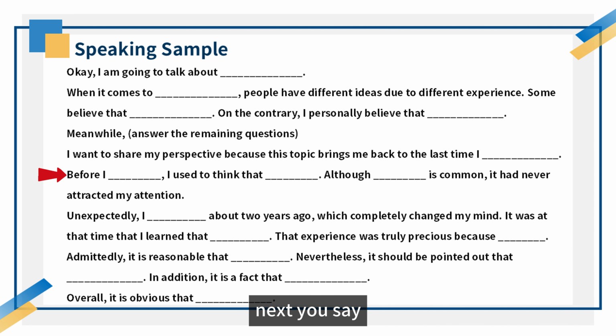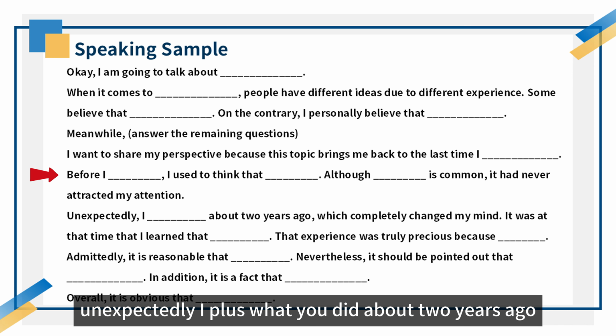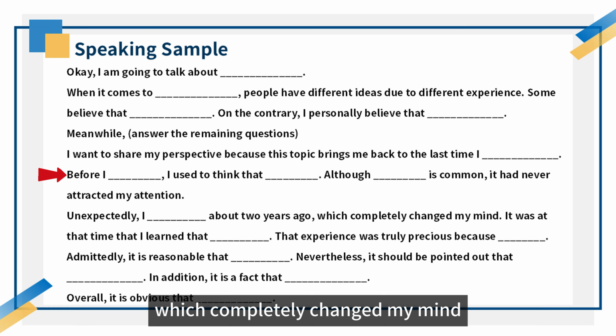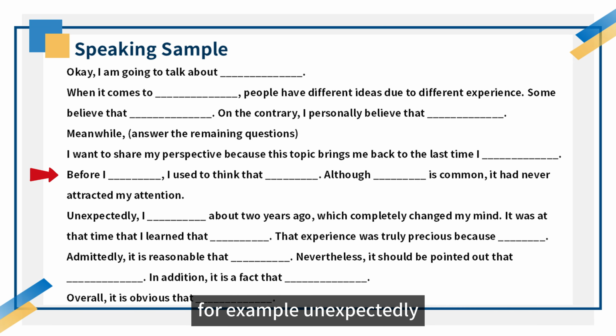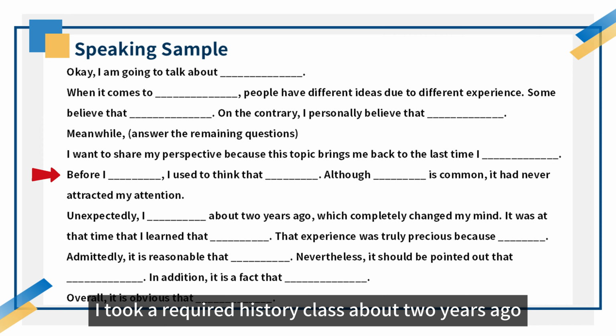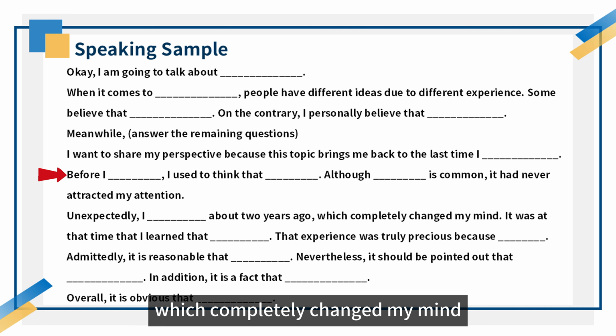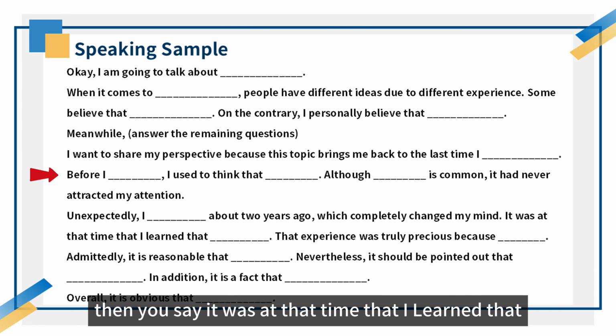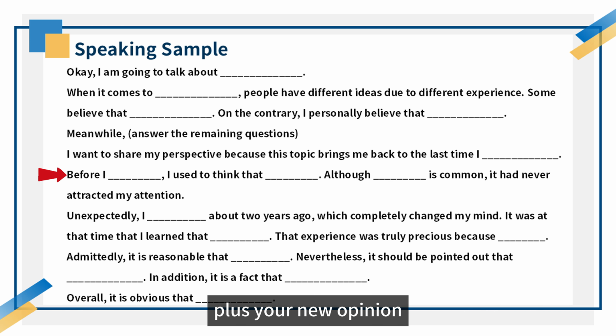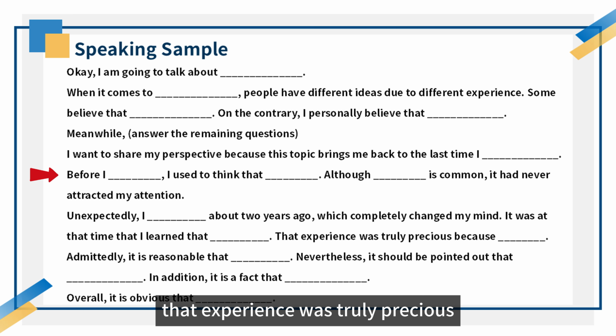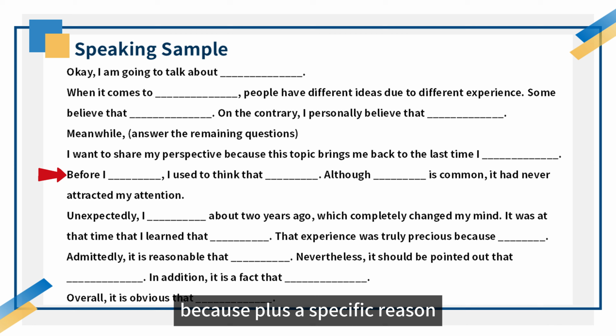Next, you say, unexpectedly, I plus what you did about 2 years ago, which completely changed my mind. For example, unexpectedly, I took a required history class about 2 years ago, which completely changed my mind. Then you say, it was at that time that I learned that plus your new opinion. After that, you say, that experience was truly precious because plus a specific reason.